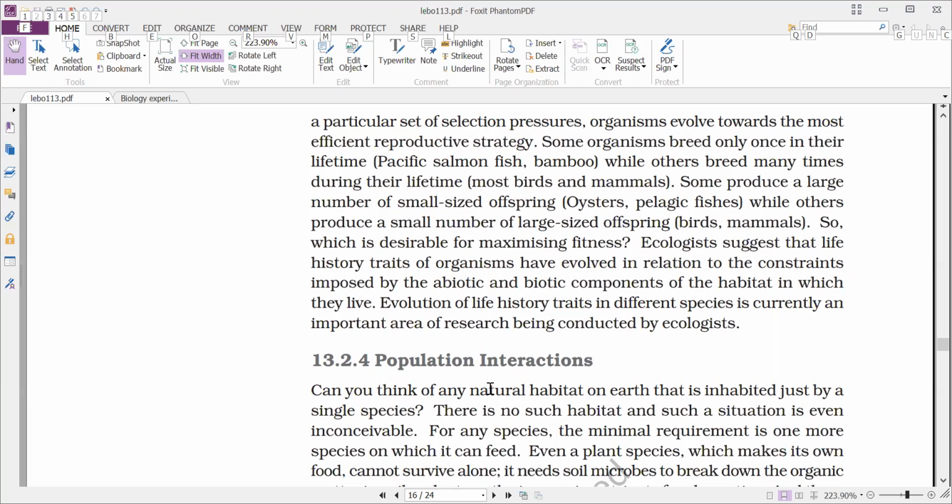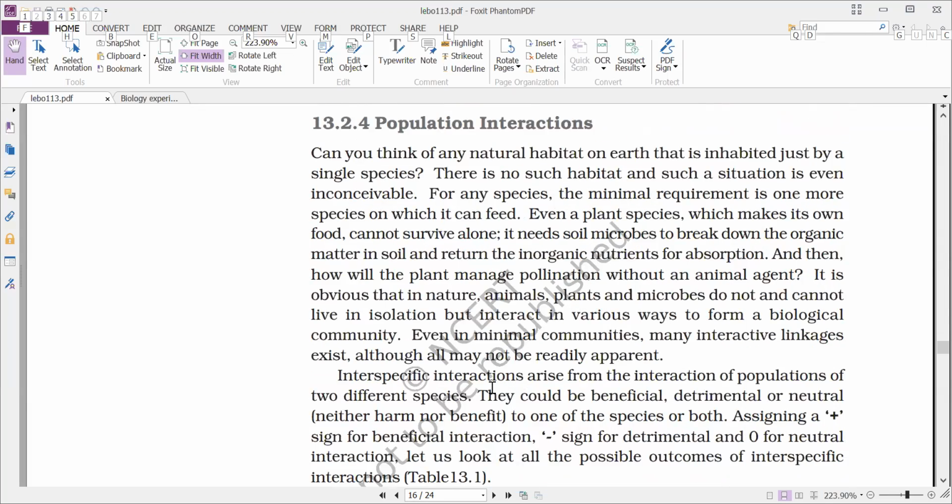So how are the organisms able to survive? There are some interactions, which may be with the biotic and abiotic factors. Already we discussed how organisms interact with the abiotic factors and how they are adapted. Here we'll discuss interactions among the biotic factors in a habitat. Can you think of any natural habitat on Earth that is inhabited just by a single species?